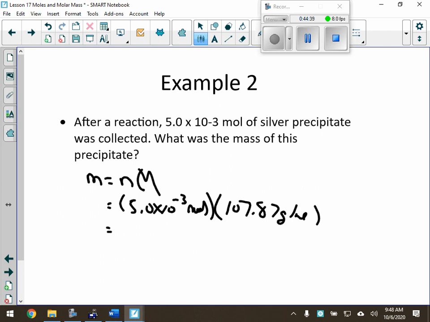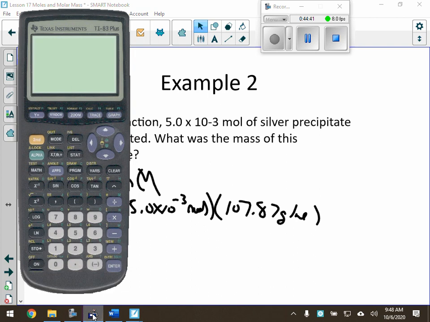And if we multiply those two, when you go to multiply these two, just remember, there's a couple ways you can enter this on the calculator, of course. You can either do 5 times 10 to the negative 3, like so, or you can use that button, so 5.0 if you want to be accurate, doesn't matter really. E, and then we put negative 3. And we're going to multiply that by 107.87. We should get 0.539, yes?